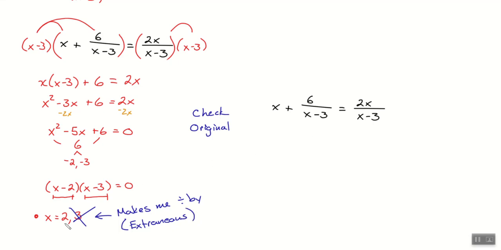Let's check the other one, though. Let's see if 2 works. If I plug in a 2 for every x, I'm going to claim that 2 plus 6 over negative 1, and I'm just plugging in a 2 minus 3, equals 4 over negative 1. Is 2 minus 6 equal to negative 4? Hey, I'm good. I'm confident with this answer. Now I'm there. We have our answers. X is 2. Only one that works. The other one mathematically works, but it makes us divide by 0, so it doesn't really work.